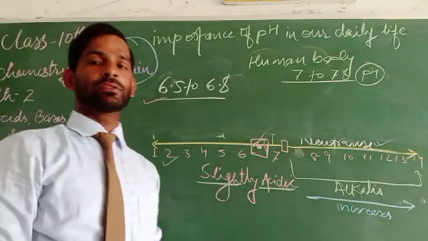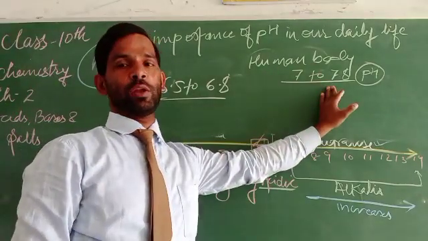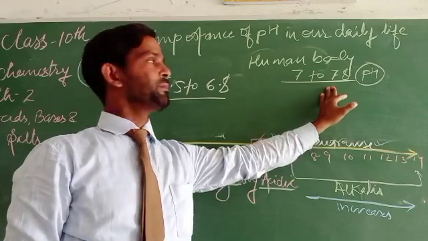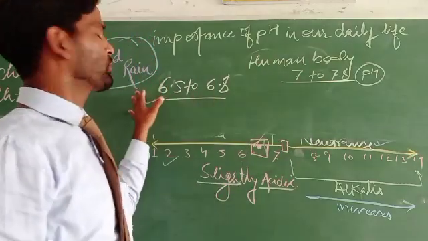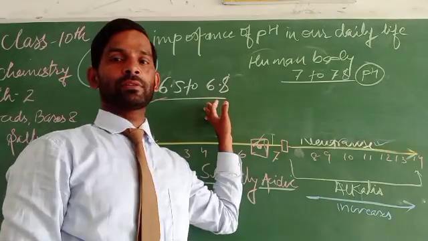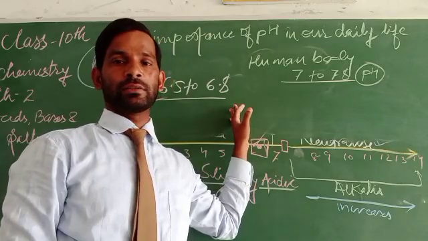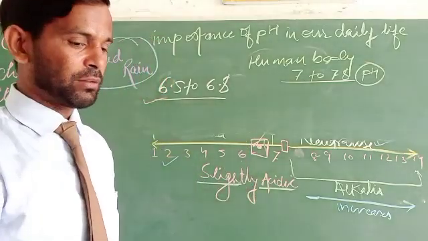Now we can say that the human body pH value is 7 to 7.8, and in acid rain the pH value is considered to be about 6.5 to 6.8. Now we can move to the next one.